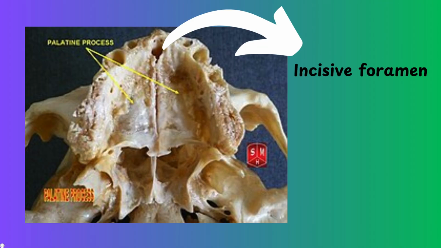Here is the picture for the incisive foramen. Foramen, like I said previously, is an opening. An opening for what? For neurovascular structures to pass through. Which structures? The nasopalatine nerve and the greater palatine vessels. They all pass through the incisive foramen, in which they will supply the upper anterior teeth. So the upper anterior teeth are supplied by the nasopalatine nerve and greater palatine vessels, all of these via the incisive foramen, with the help of your incisive foramen.